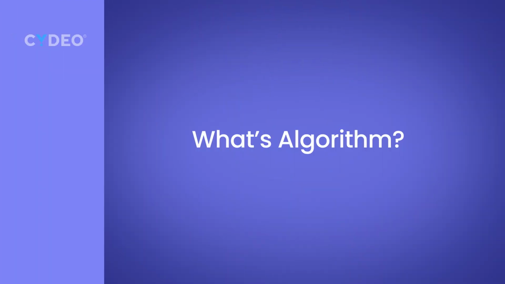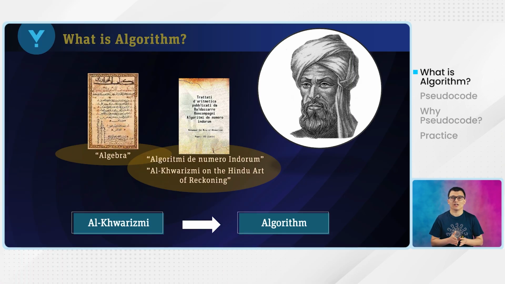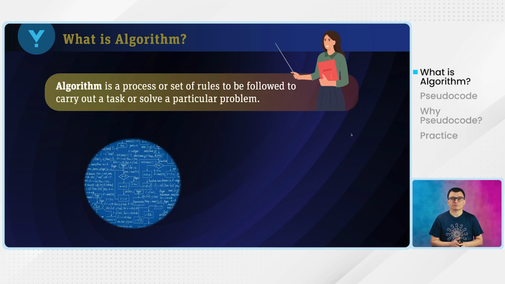So as you have watched in the previous video, this person's name gives rise to the term algorithm. The name of this person is Al-Khwarizmi. One of his achievements in algebra was his demonstration of how to solve equations by completing the square, for which he provided the geometric justification. And an algorithm is basically a process or a set of rules to follow to carry out a task or solve a particular problem.